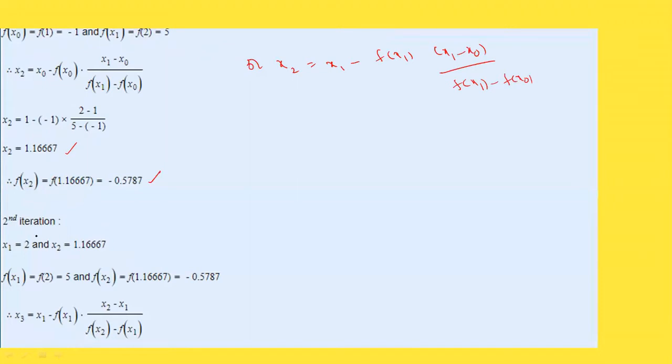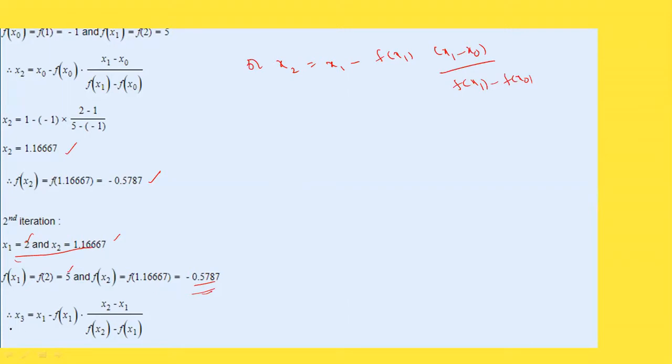So in the second iteration, I have taken x1 is equal to 2 and x2 is 1.1667. Your f of x1 is f of 2, that is 5. Your f of x2 is minus 0.5787. Okay, so in doing numerical analysis problems, you have to use your scientific calculator and find these values.